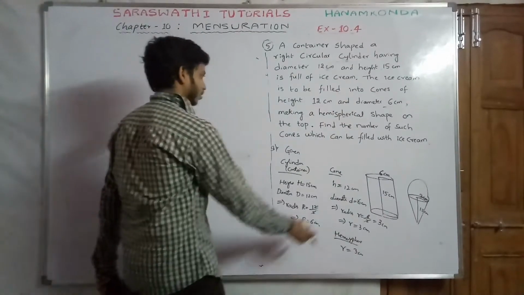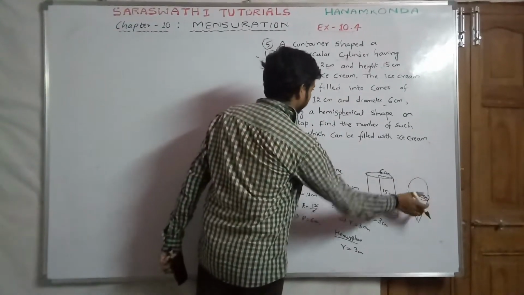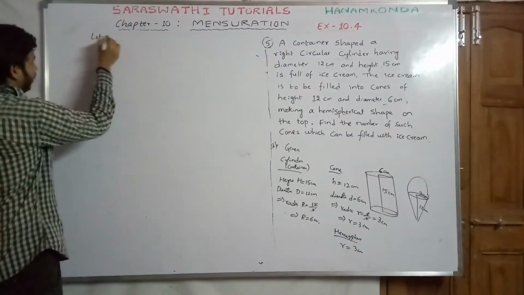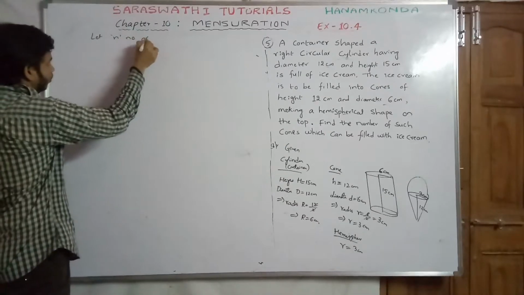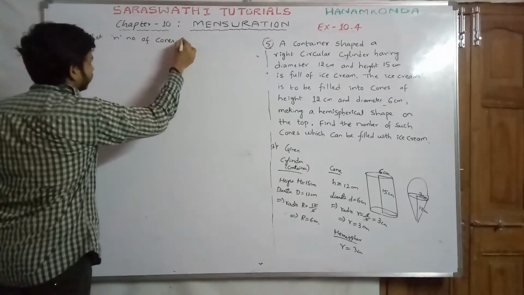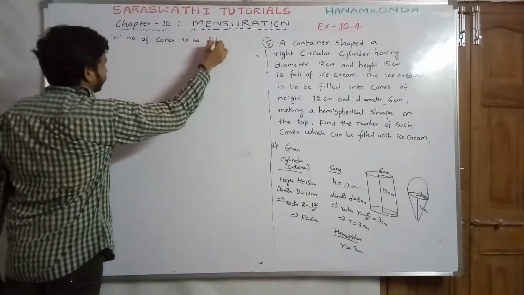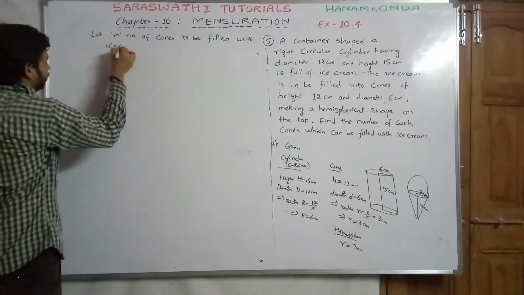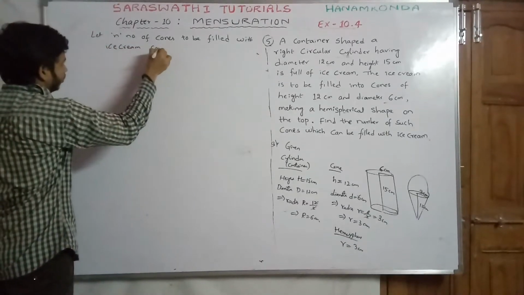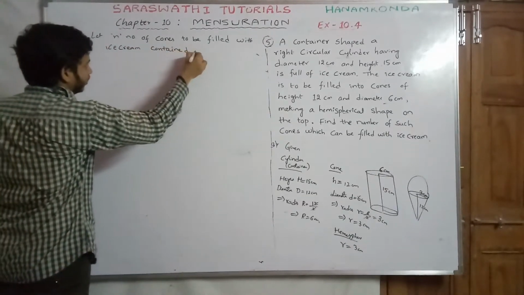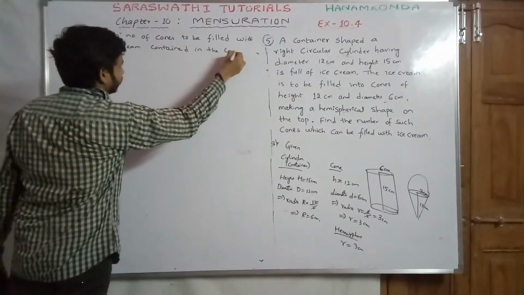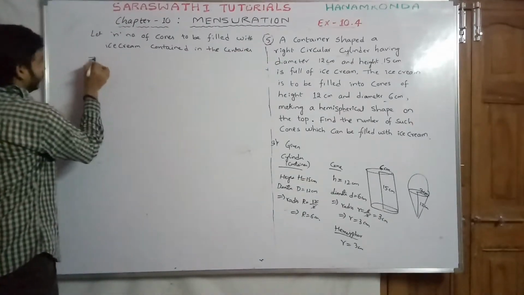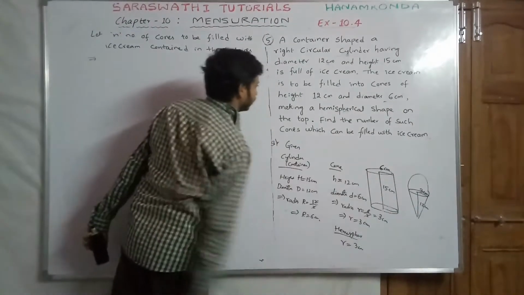So the ice cream contained in the container is to be filled in the cones. Let n be the number of cones to be filled with the ice cream contained in the container. So it implies that the volume of the container equals the volume of the n cones.